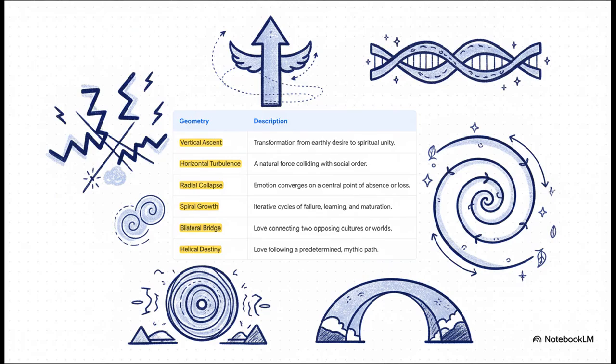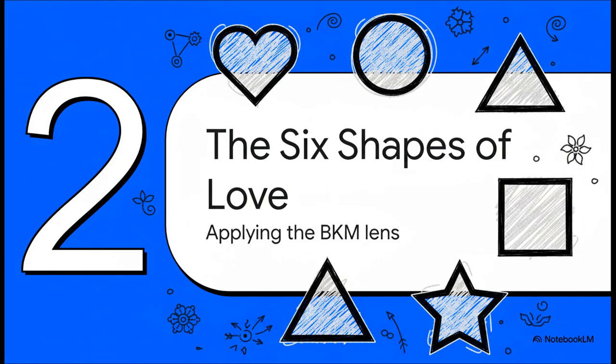And you know what? This is where it gets really fascinating. The BKM discovered that these super complex emotional stories almost always boil down to one of 6 core geometric shapes. You've got everything from a vertical ascent towards the spiritual to a radial collapse that centers on loss. These 6 geometries are going to be our guide for the rest of this explainer. So let's put this model to the test, shall we? We're going to apply this BKM lens to 6 iconic romances and see what hidden shapes we can uncover in each one. Let's do it.